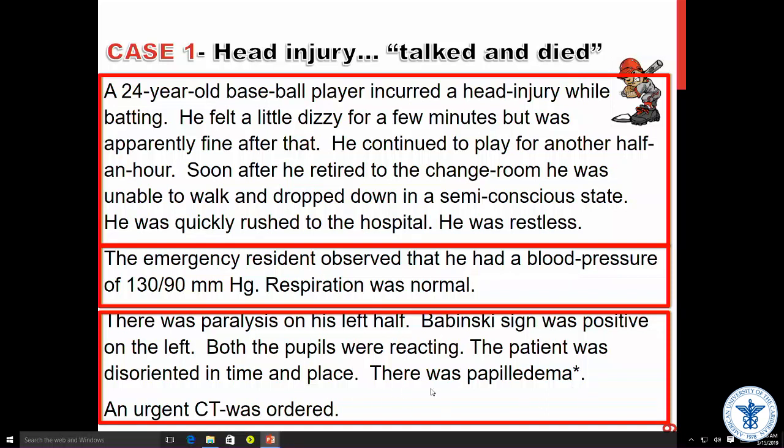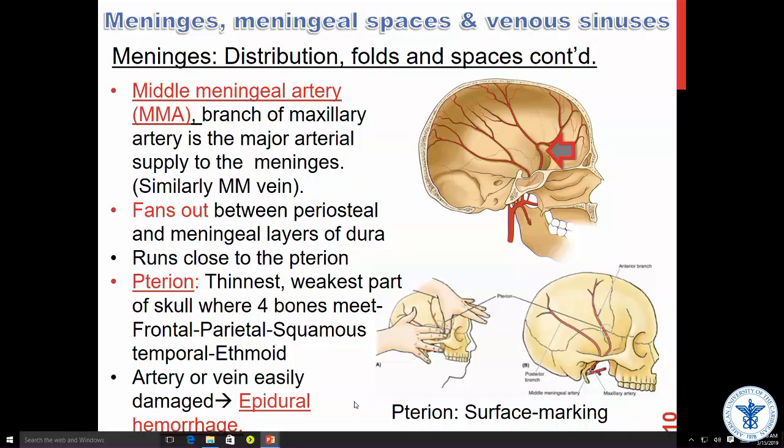Patient was disoriented in time and place. There was papilledema. Urgent CT was ordered. This is very, very important. He did a smart thing. Okay, urgent CT. Why CT? Why not MRI?